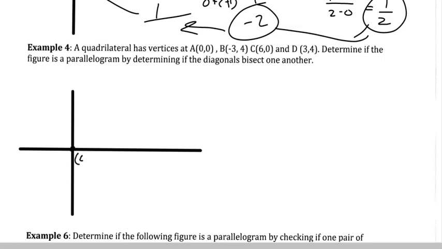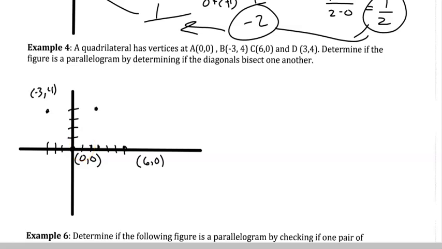So we have 0, 0. We have -3, 4. And then we have 6, 0. And then we have 3, 4.